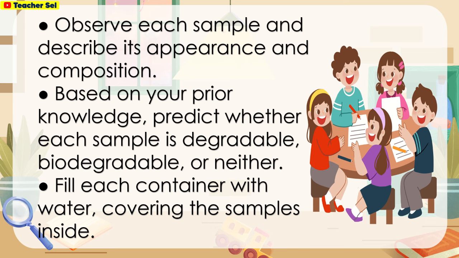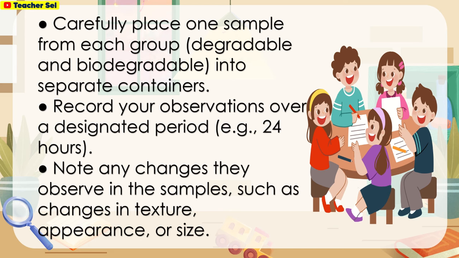Fill each container with water, covering the samples inside. Carefully place one sample from each group, degradable and biodegradable, into separate containers. Record your observations over a designated period. Example given, 24 hours. Note any changes you observe in the samples, such as changes in texture, appearance, or size.